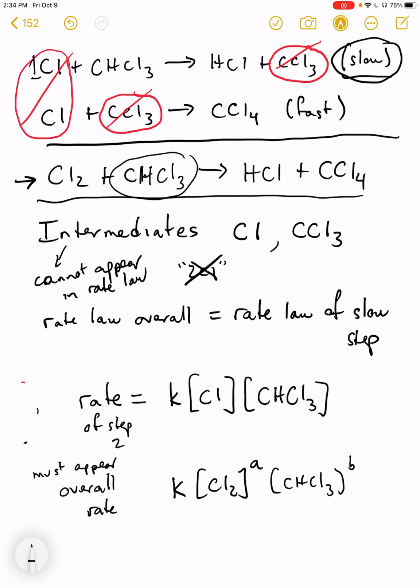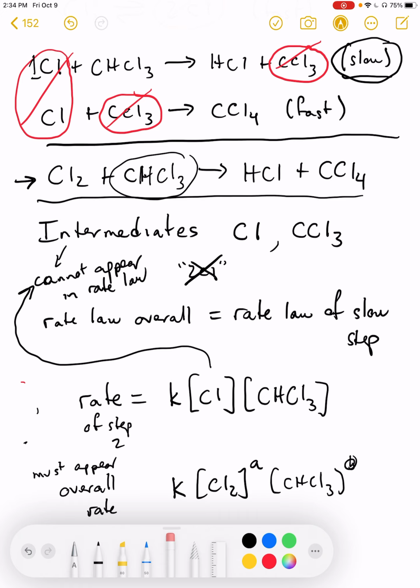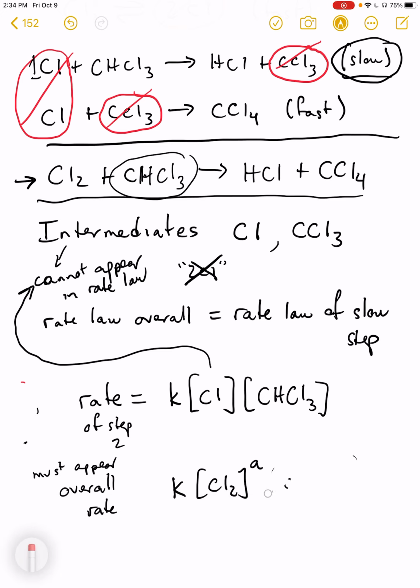Now, they don't both have to appear. One of these could be a 0 power, for example, and not be there. But the point is, this intermediate cannot appear in the rate law. So what we have to do next is that we have to get rid of the intermediate. We must eliminate our intermediate.